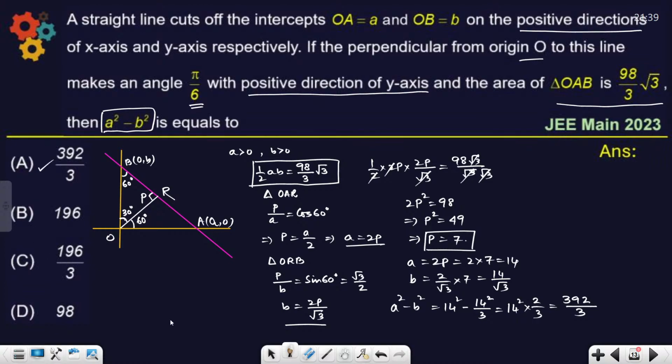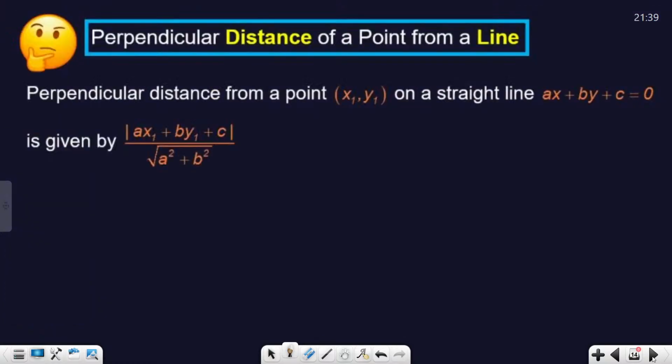See how simple a problem they have given in 2023 JEE Mains. You have to understand the basics. You have to be very strong in the basics. Then this kind of problem will not create any problem in your examination. Okay? Now, let us move to the next problem.